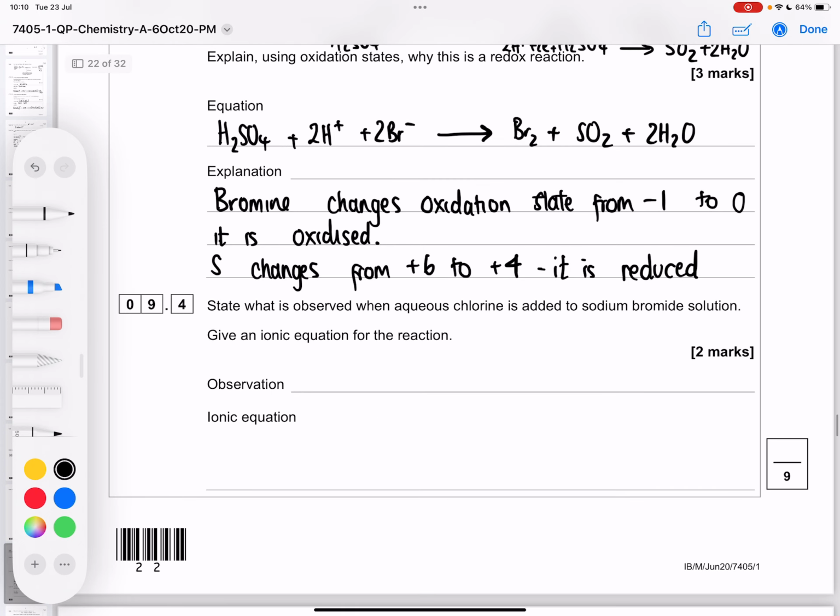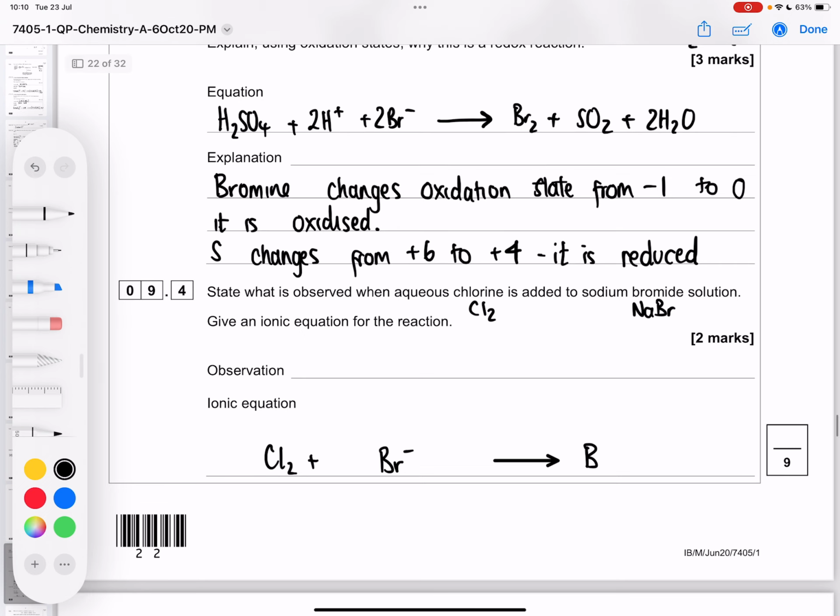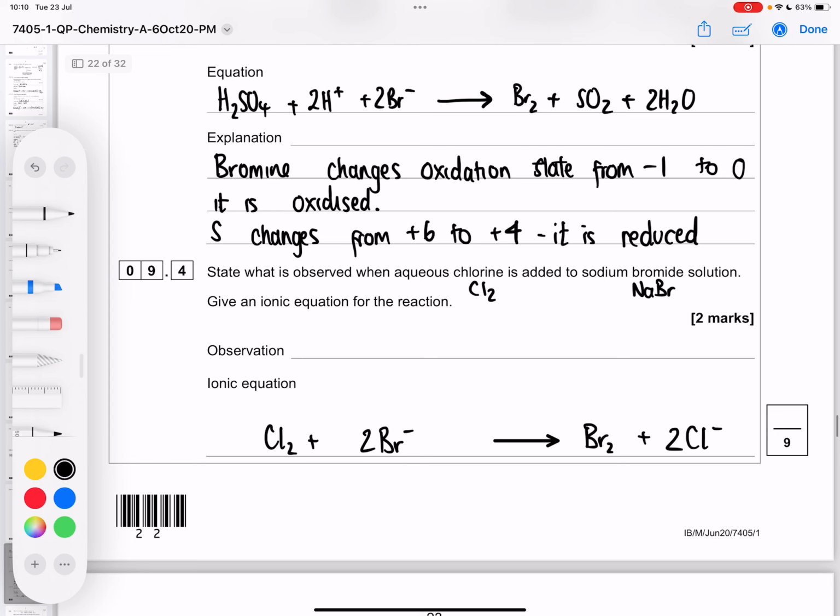State what is observed when aqueous chlorine is added to sodium bromide. So this is one of the displacement reactions. Well, it's an ionic equation, so we're not going to include the sodium, but we're displacing. So another redox reaction, bromide is becoming bromine, chlorine is becoming chloride, and we're just going to balance that out. So what would we observe? Well, we would observe the presence of the bromine forming, so we'd see a yellow-orange, depending on the concentration, solution.